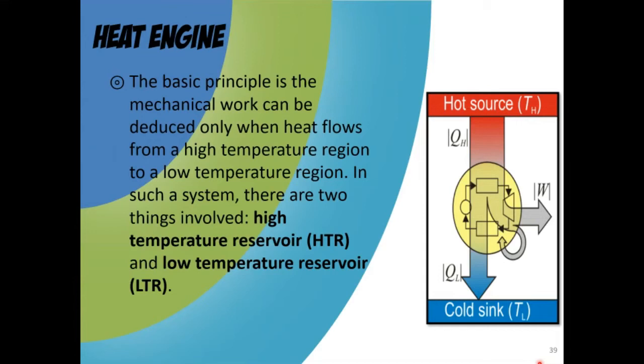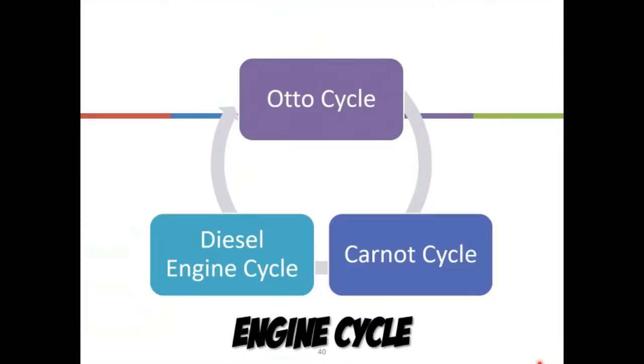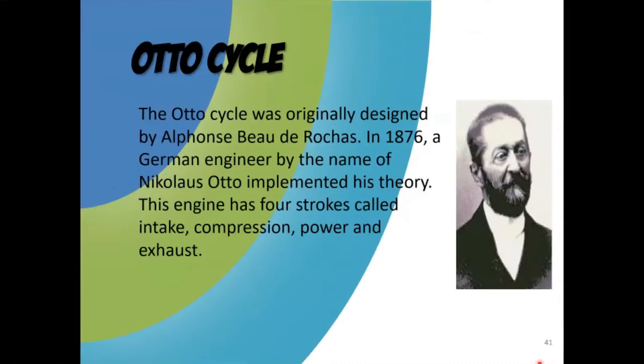In such a system, there are two things involved, just like yung HTR or high temperature reservoir and low temperature reservoir, which is yung LTR. So mag-proceed na tayo sa engine cycle. So meron tayong Otto cycle, diesel engine cycle, and then Carnot cycle. So yung Otto cycle was originally designed by Alphonse de Rochas, correct me if I am wrong sa pronunciation. In 1876, a German engineer by the name of Nicholas Otto implemented his theory. This engine has 4 strokes called intake, compression, power, and exhaust.